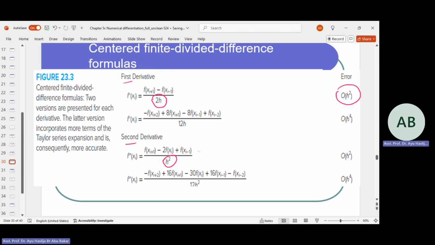Now, in final exam, the first derivative and second derivative only will be given. The error level will not be mentioned. Okay, so you should know which error refers to which level.